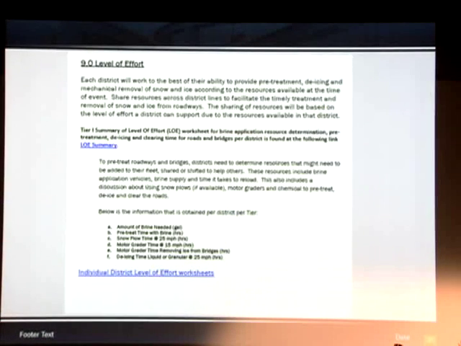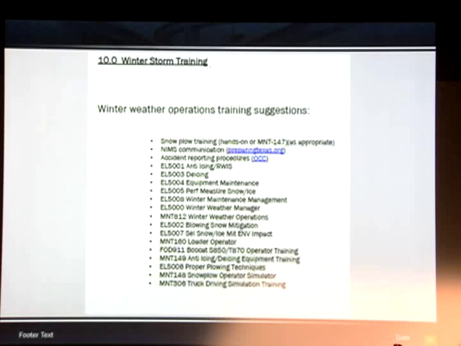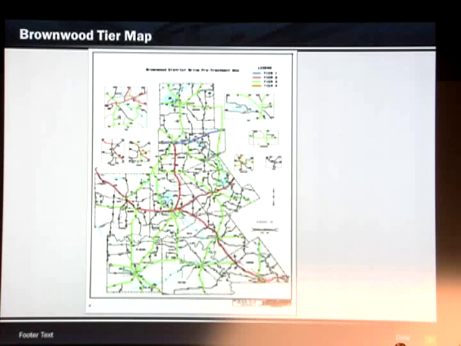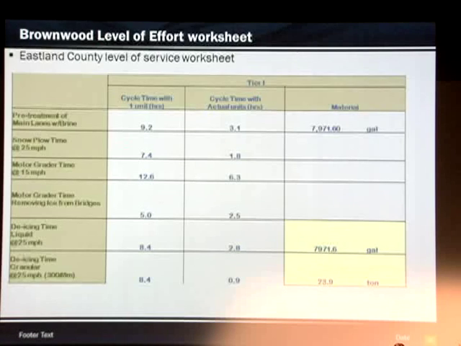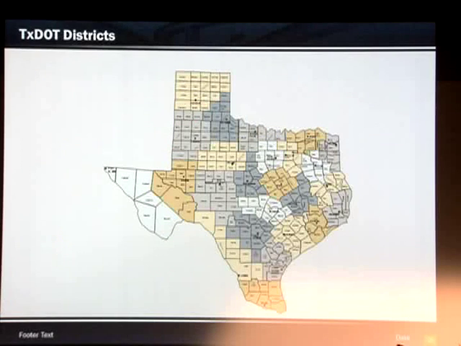Level of effort, there's a lot of discussion about this, and you can click on the LOE summary link, and it'll take you to each district's level of effort spreadsheet. And then Section 10 is training suggestions for winter storm preparedness. That's the Brownwood map, and we don't have time to go through all this. So with that, that's how you get to it, and that's just a very quick overview of the current plan.